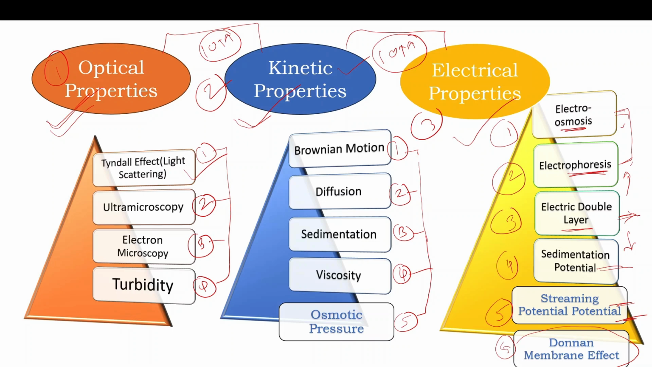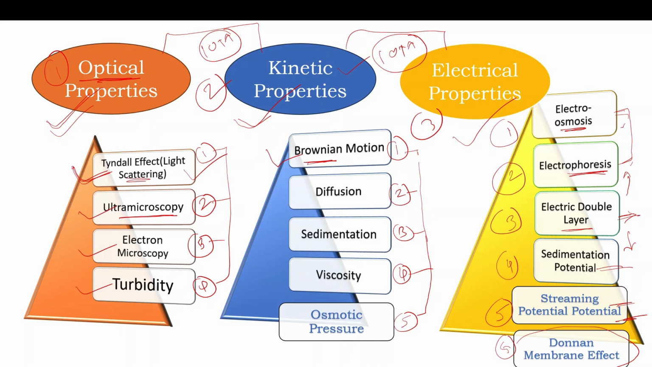In optical properties, first is the Tyndall effect. In the general properties of colloids we studied the Tyndall effect and Brownian motion, which are familiar properties. So let's put these two properties into optical and kinetic properties. First of all the Tyndall effect, and in kinetic properties the Brownian motion. Optical means microscope. So in that, ultramicroscopy, electron microscopy and turbidity are there. In that way we will remember these optical properties of the colloids.